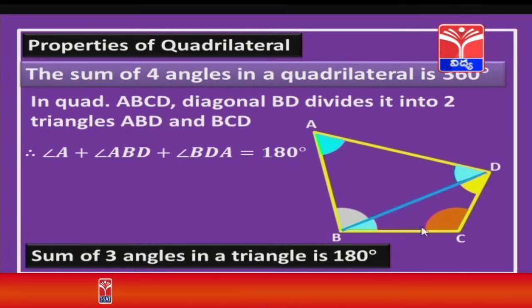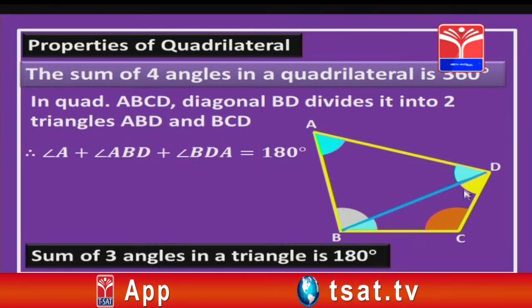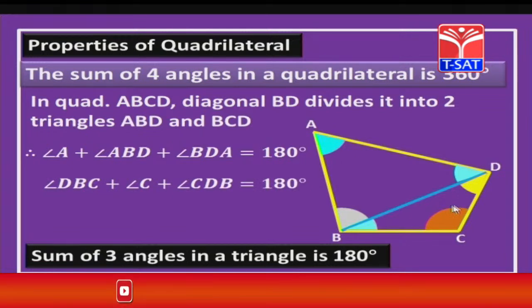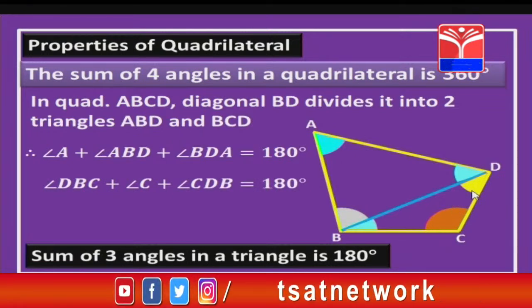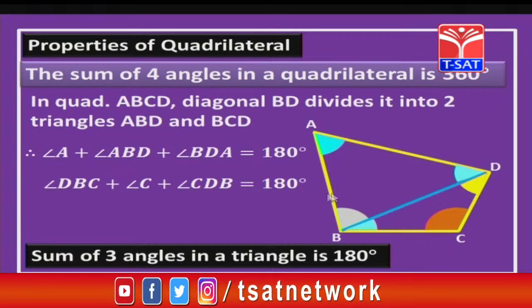Now, what about this triangle, children? Yes, even in this triangle also, if I add all these three angles, I should get 180. So, let us add them. That is angle BDC, angle C, and angle CBD. So, on adding these three angles also, we get 180.